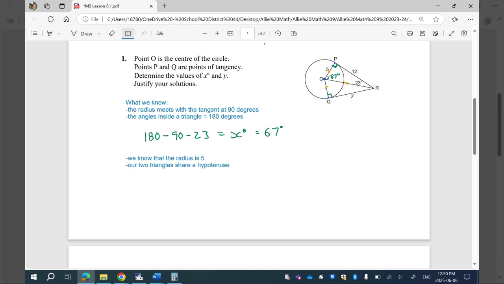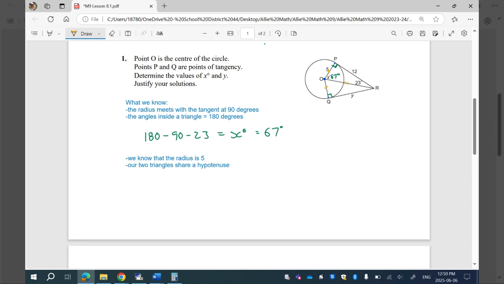Okay, so why does that help us? Well, here we go. We know that these two sides are equal length. They're both the radius, so they're both 5. We know that they share the hypotenuse. The hypotenuse is always opposite our 90-degree angle. And so what does that mean?